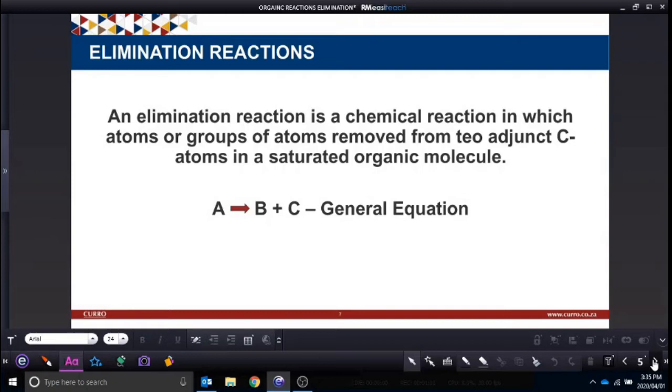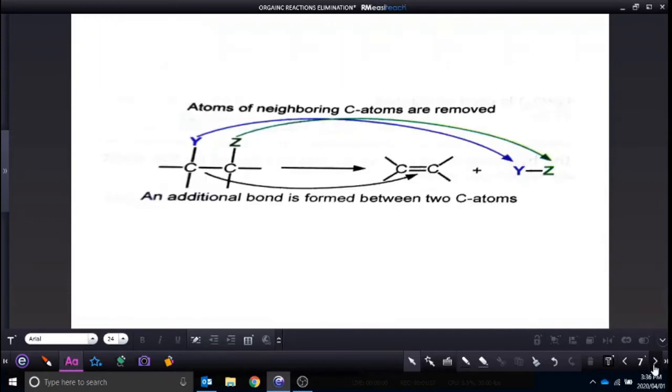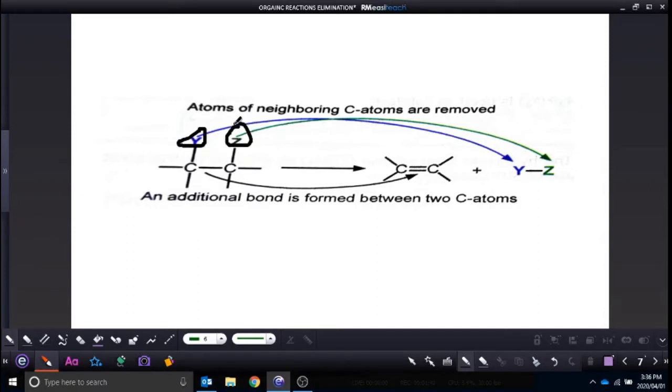Then we start with elimination reactions. An elimination reaction is a reaction in which atoms or groups of atoms are removed from the adjacent carbon atoms in a saturated organic molecule. In other words, we are going to take a saturated molecule and break it into two molecules. This is actually the opposite of what we did yesterday. We take out the Y component and the Z component. The Y and the Z will react and form our new compound, and the bonds are now making a double carbon bond.